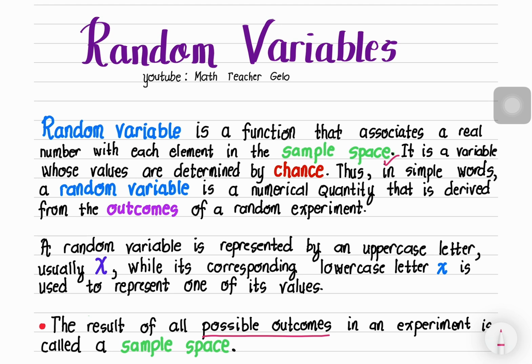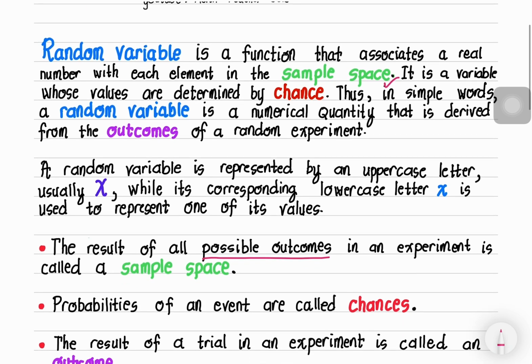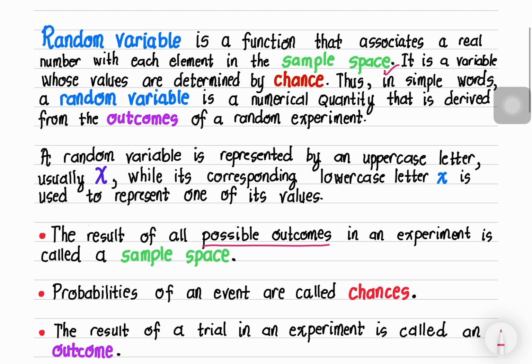So, say for example, kapag nag-toss tayo ng coin, of course, yung mga possible outcomes, pwedeng head, pwedeng tail, or head and tail, right? Okay. It is a variable whose values are determined by chance. Okay. So, kapag sinabi nating chance, we think of probabilities of an event. Okay?